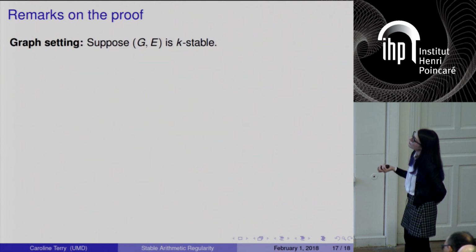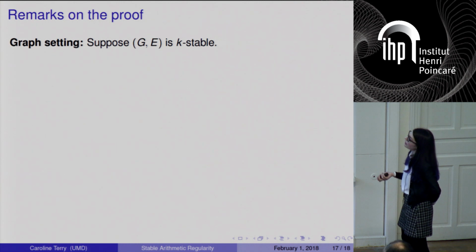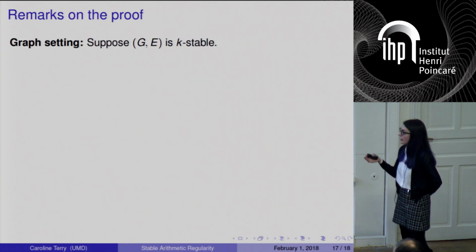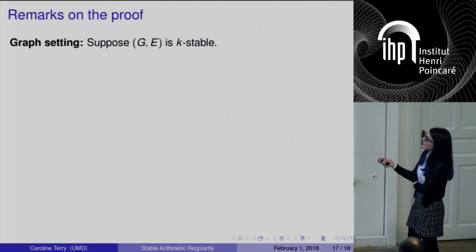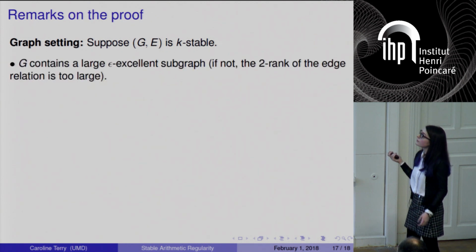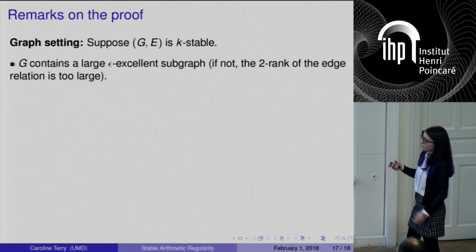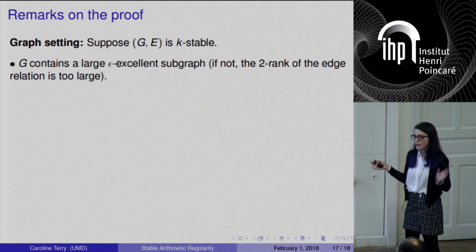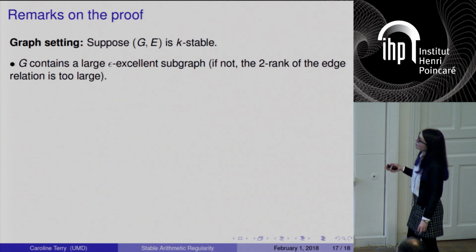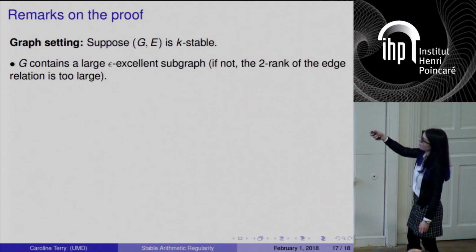Now I just want to make a couple remarks on the proof, which I think are interesting. I'm going to give you a high-level, vague outline of how the proof works in the graph setting. You take a stable graph, so it's k-stable, meaning the edge relation has no order properties longer than k. Then case 1: G contains a large epsilon-excellent subgraph. Don't worry about what an excellent subgraph is, but it's sort of like being good but better. I didn't come up with this nomenclature.